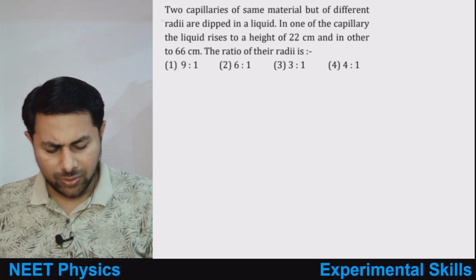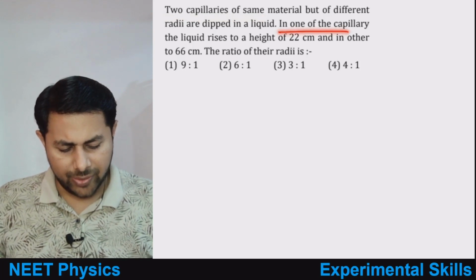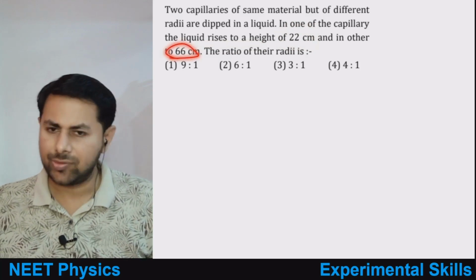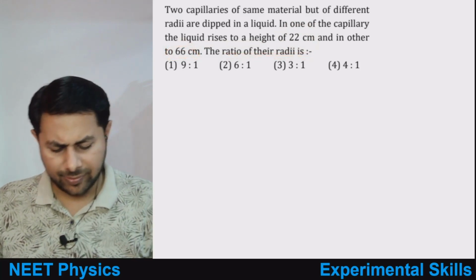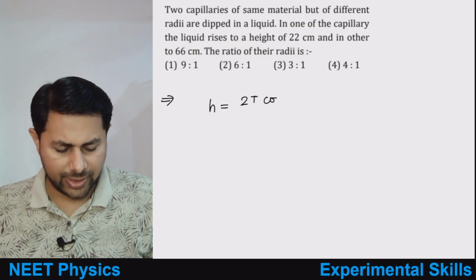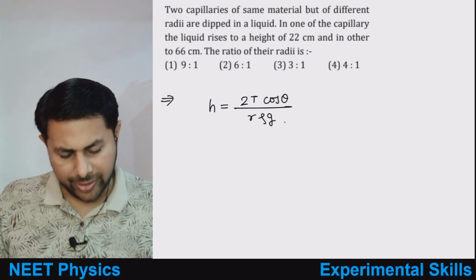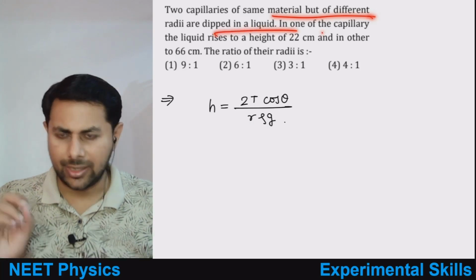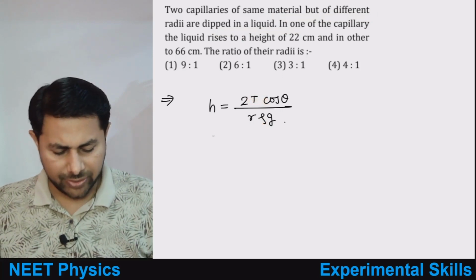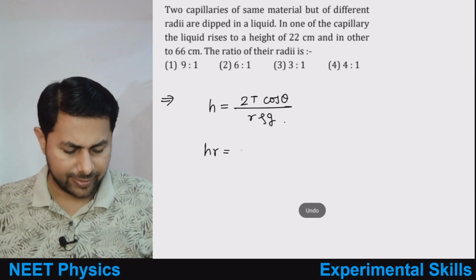Two capillaries of the same material but different radii are dipped in liquid. In one of the capillaries, the liquid rises to 22 centimeter and in the other 66 centimeter. The ratio of their radii is? Now the formula: H is equal to 2T cos theta divided by r rho g, right? It's the same liquid, they are dipped in the same liquid. That means surface tension would be constant, rho is constant, g is constant. So what you can say is, move that r to the other side, so HR would be a constant.